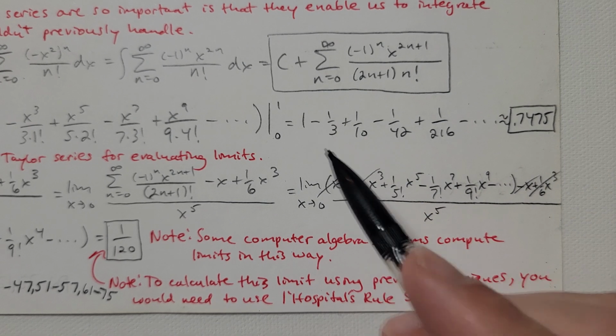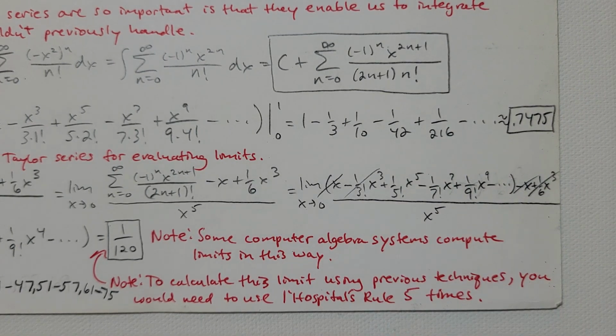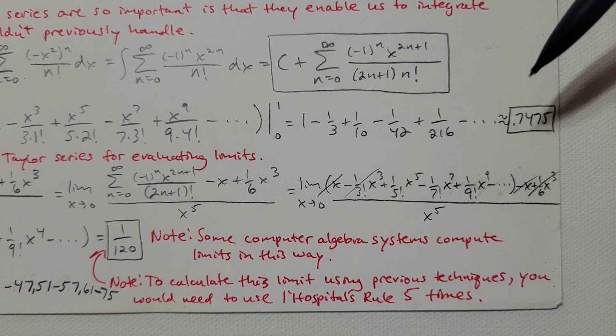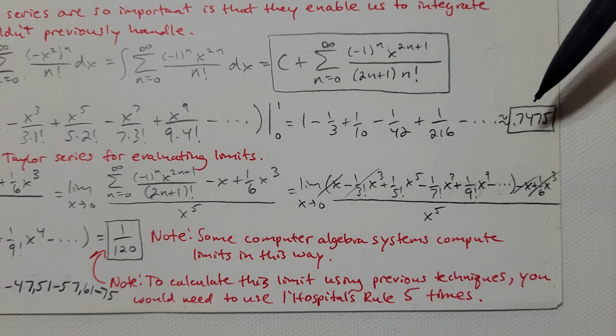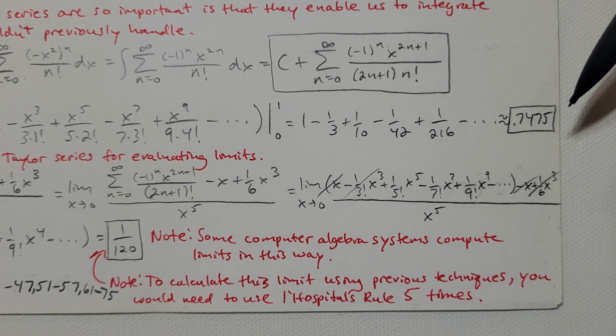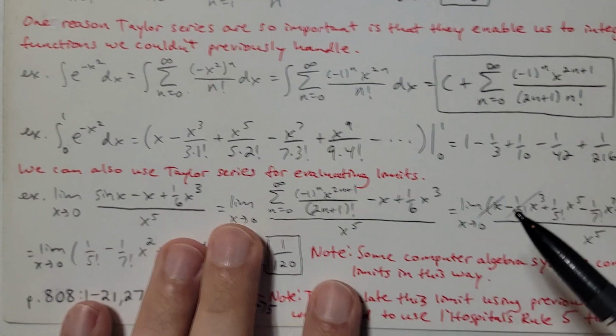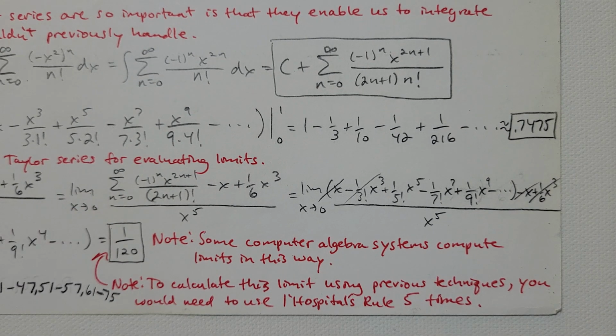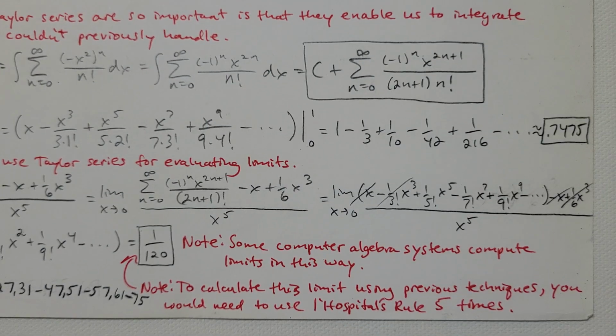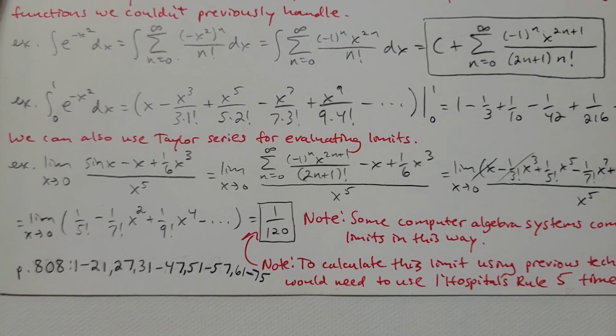So if I just add up these first 5 terms, the grand total from that is roughly 0.7475. Okay, so the area under this curve from 0 to 1 is roughly 3/4. That's what we're saying.